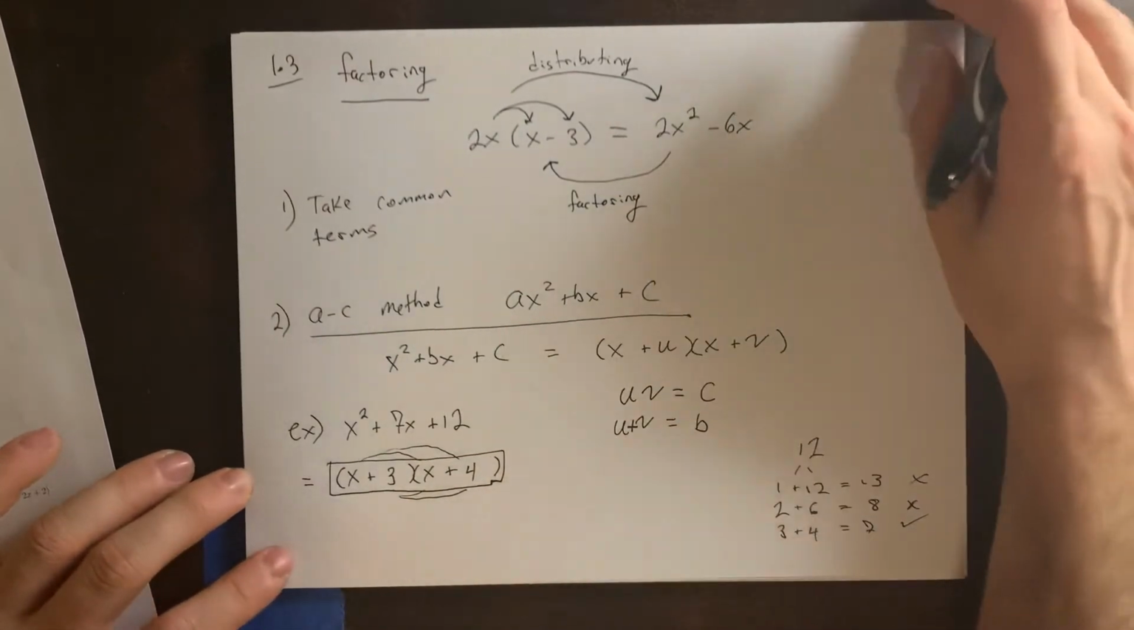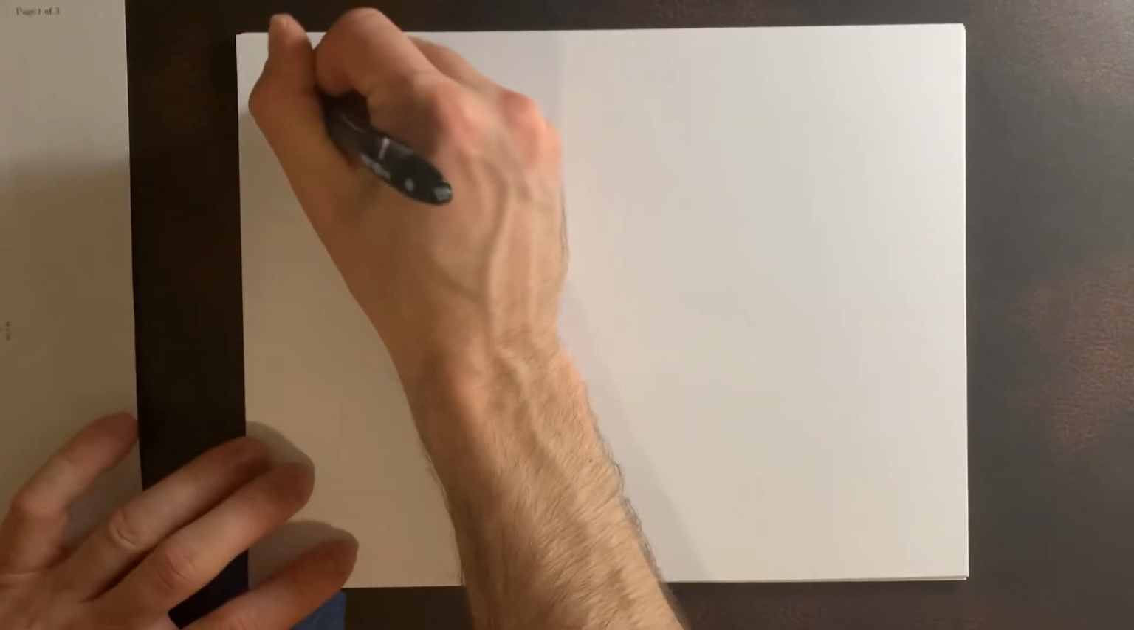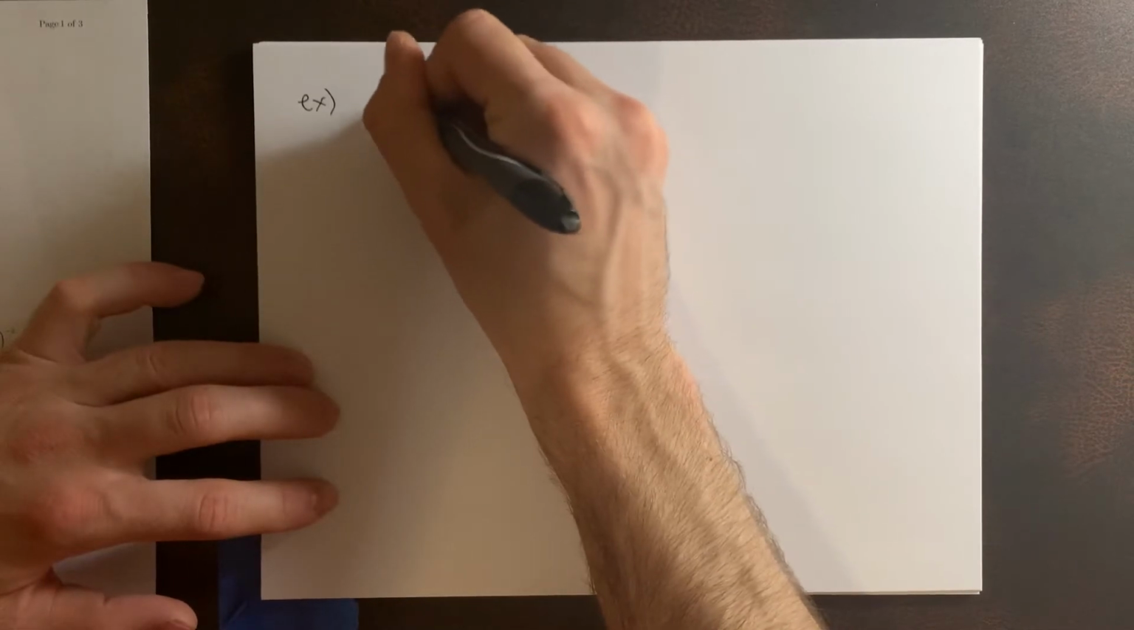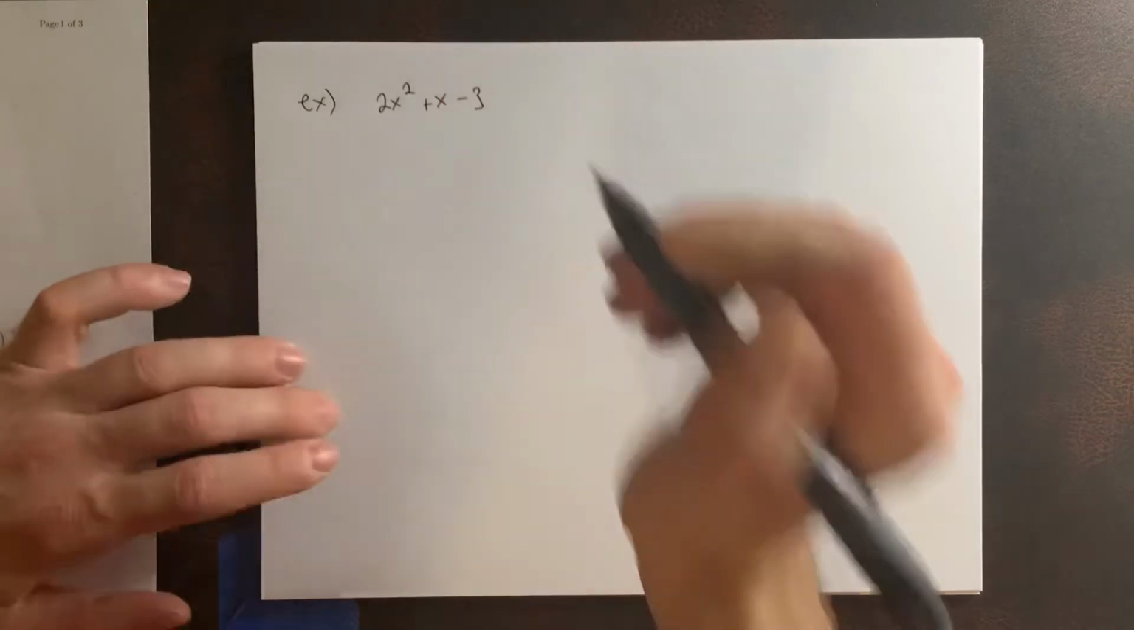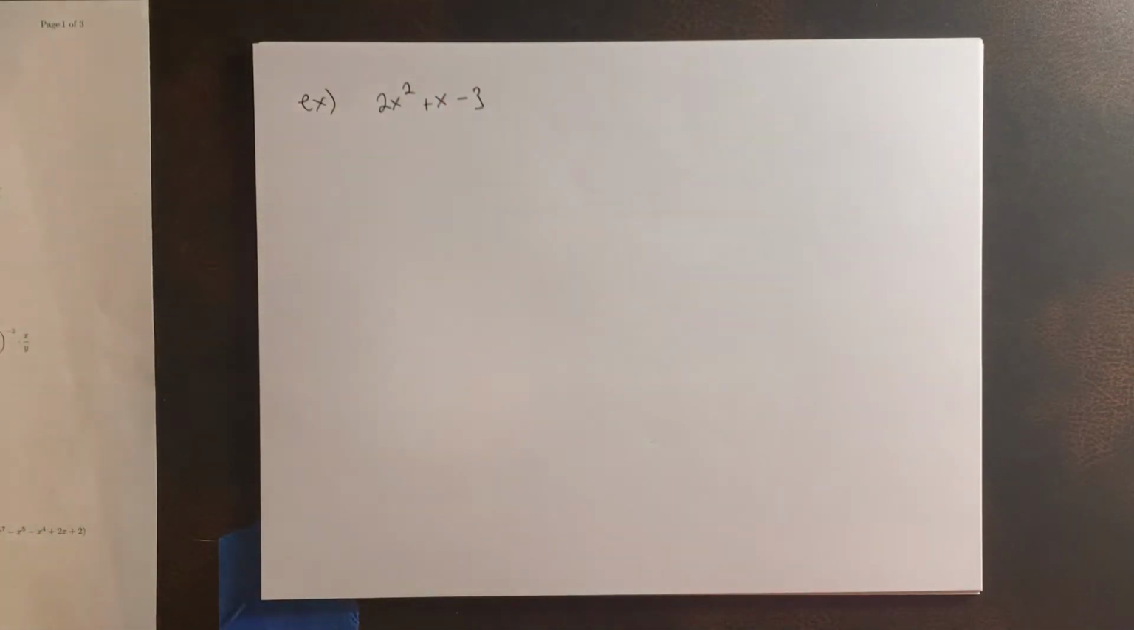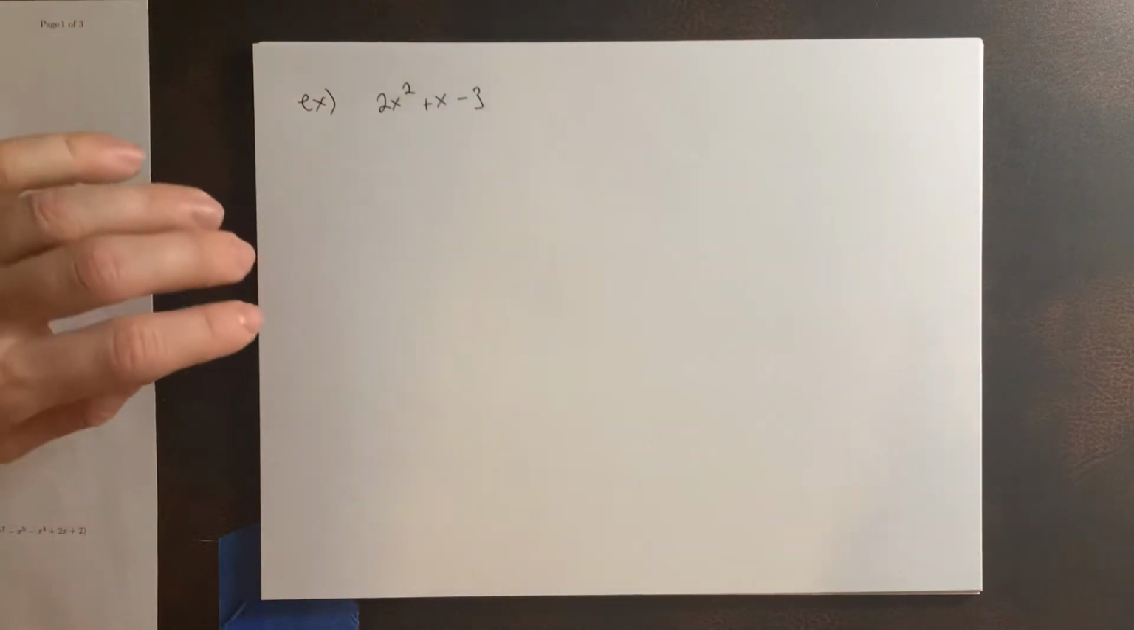So now let's do an example where there's not a 1 in front of the x squared. So now let's factor 2x squared plus x minus 3. If you see now the number in front of the x squared is a 2, so it's not a 1, so it's a little bit different than the previous problem.